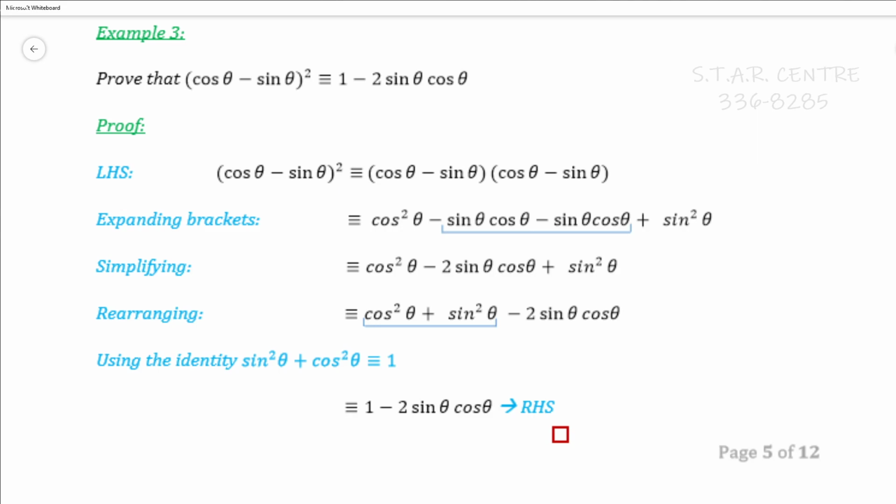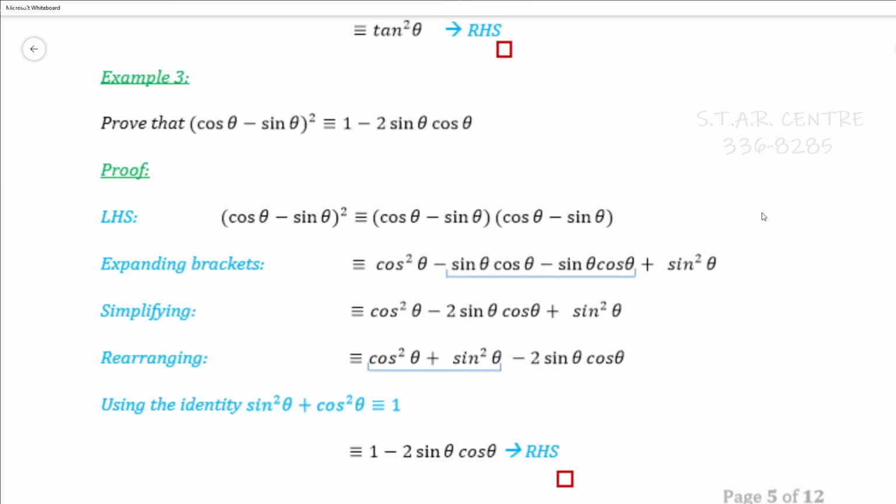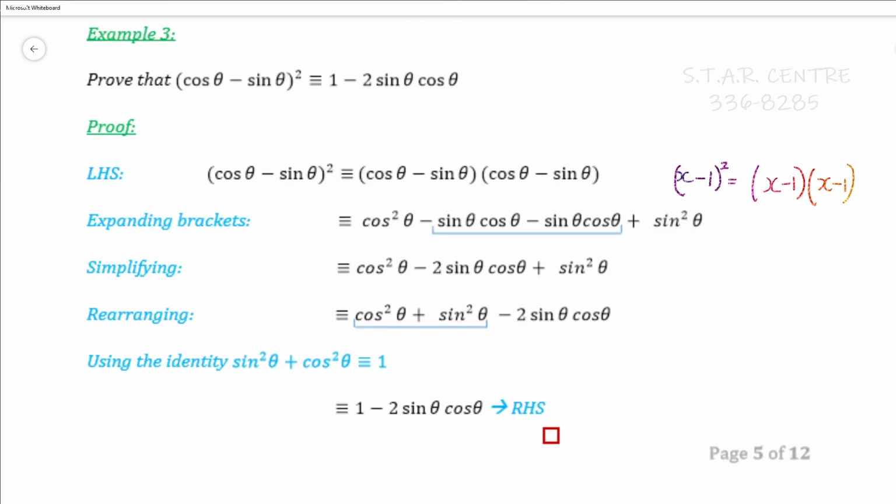So for example, if in maths we have an expression such as x minus 1 squared, then this can be written as x minus 1 by x minus 1. So the same concept applies. So if I have cos theta minus sine theta all squared, then that is equal to cos theta minus sine theta by cos theta minus sine theta. Next, we are going to expand the brackets.